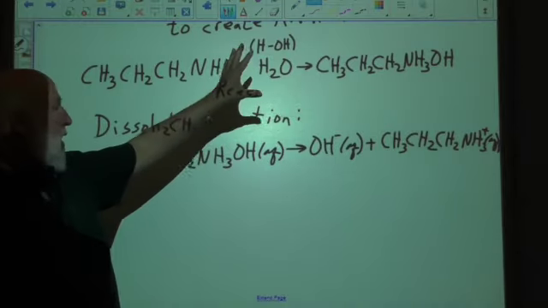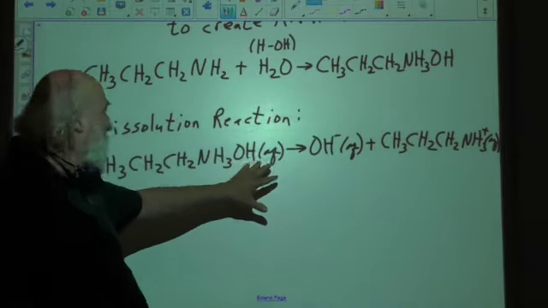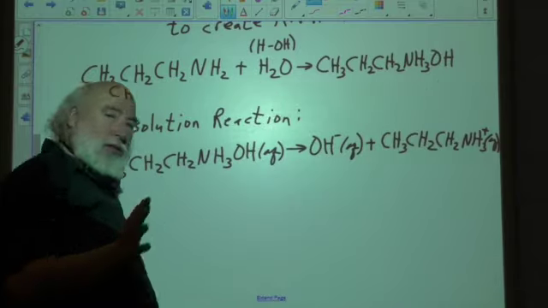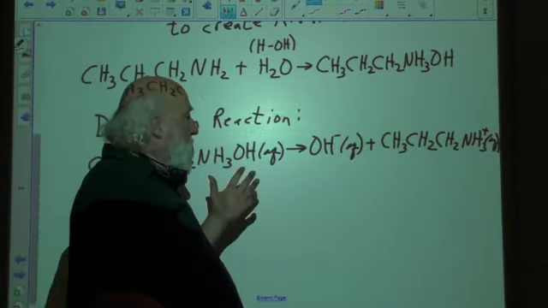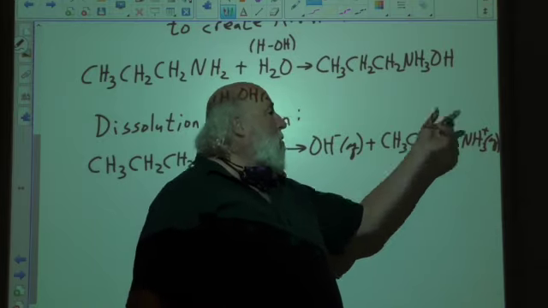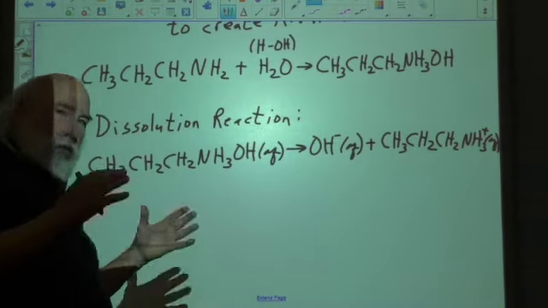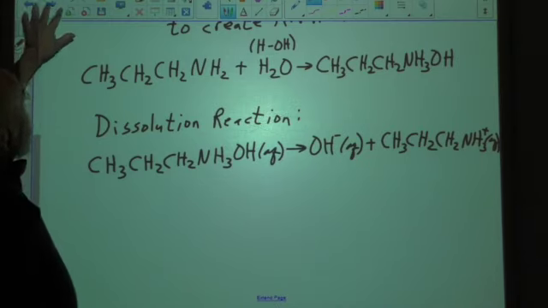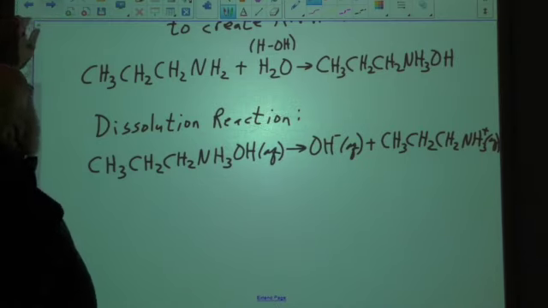Dissolution reaction then, we take this compound, make it aqueous. We know the hydroxide is going to come off to show that it is a base. And then everything else left over stays together as a positive ion. So there's always one negative ion and one positive ion. Okay? All right. So, I believe, yep, that's it right there.